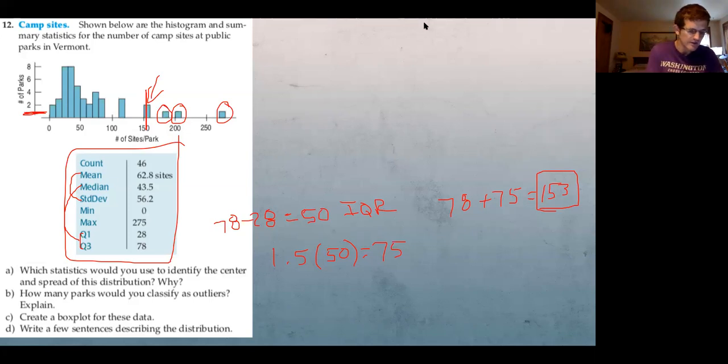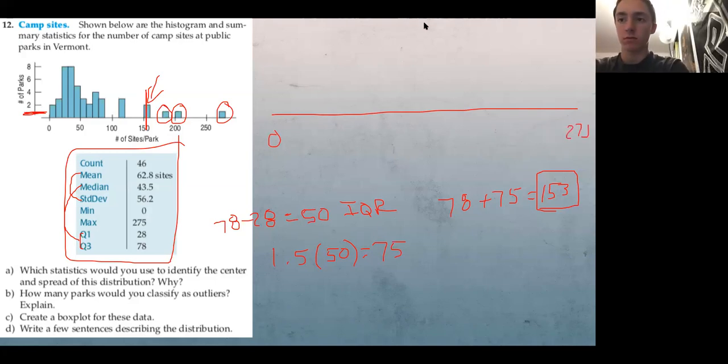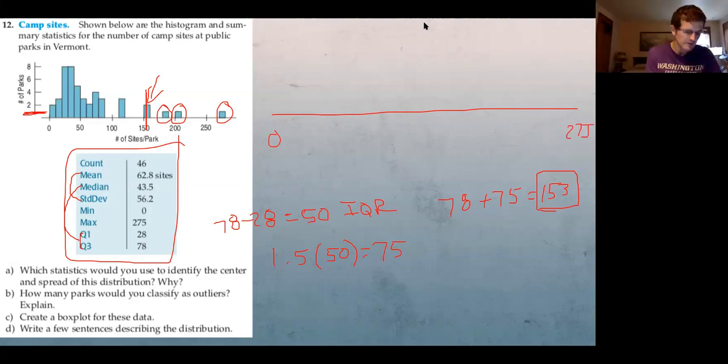And luckily this is simple to do when we have the 5-number summary given to us. I know it goes from a min of 0 up to a max of 275. So my box plot starts right here at 0. I'll go up to the first quartile, 28. Oh, I should add my other numbers. So I tried to space it a little better.